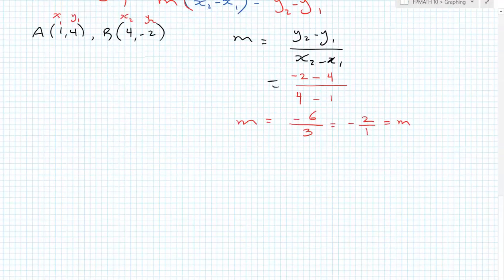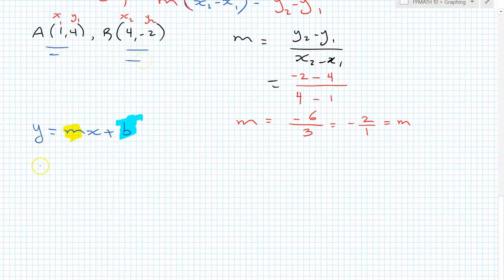Great. Now that we have the slope, remember that in the equation y equals mx plus b, we needed to have the slope and we needed to have the y-intercept. In this case we also have a point x, y on the grid. Actually, there are two of them. One is in here, one is in there. All right, let's rewrite. So what do we have? y equals m, which is minus 2, x, and then plus b. Now we don't have b. We need to find what b is.